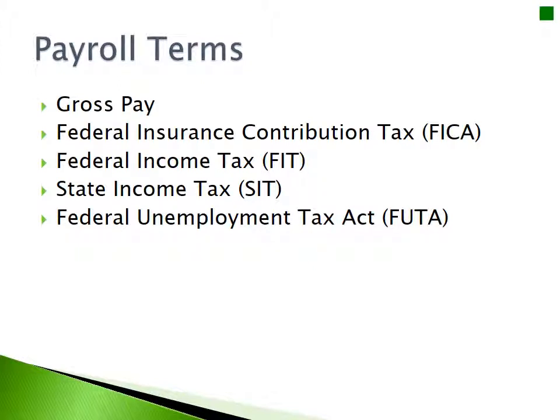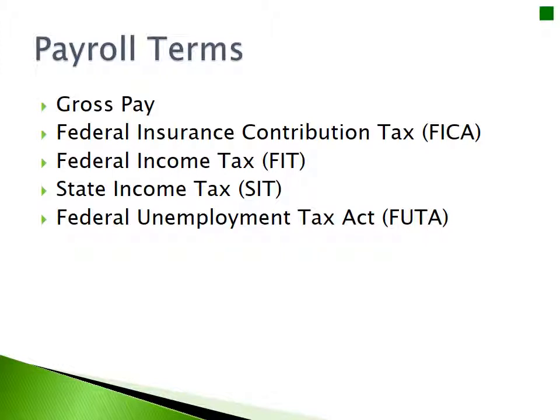Gross pay is total earnings before withholdings and deductions. The Federal Insurance Contribution Tax, FICA, is comprised of Social Security and Medicare. It is imposed on both employer and employee. Social Security is 6.2% and is no longer paid once an employee makes $113,700 in a year, and Medicare is 1.45% with no cap. Federal income tax is based on filing status, such as single, married, etc., and number of exemptions claimed. It is paid to the Internal Revenue Service.